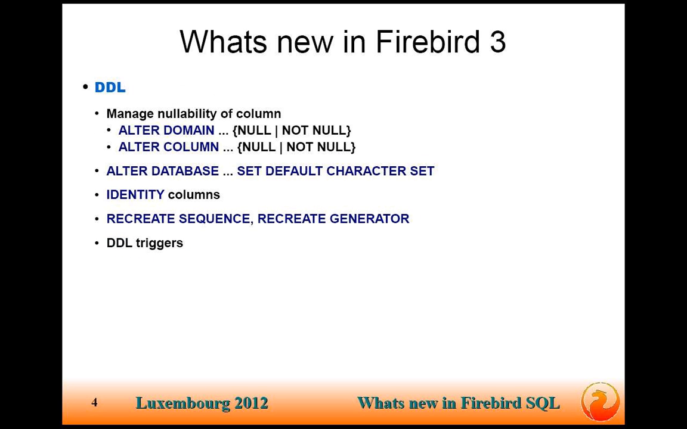In the DDL language, there are not very many extensions, but some of them are very useful. We want to disable direct changes in the system tables, and we want to cover all the possible changes that people try to do by modifying system tables. So we found that column and domain nullability had no direct SQL statement to manage it, so we implemented it.